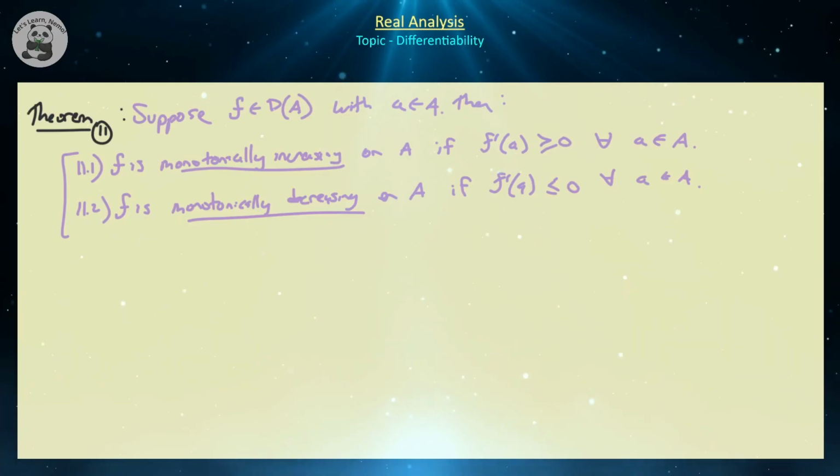The next theorem actually goes back to some of the applications we talked about in terms of optimization, and it goes to show how you can actually use derivatives to demonstrate that a function is monotonically increasing or monotonically decreasing at a point or on a set. So let's assume that f is differentiable on some domain. Let's assume that a belongs to that domain.